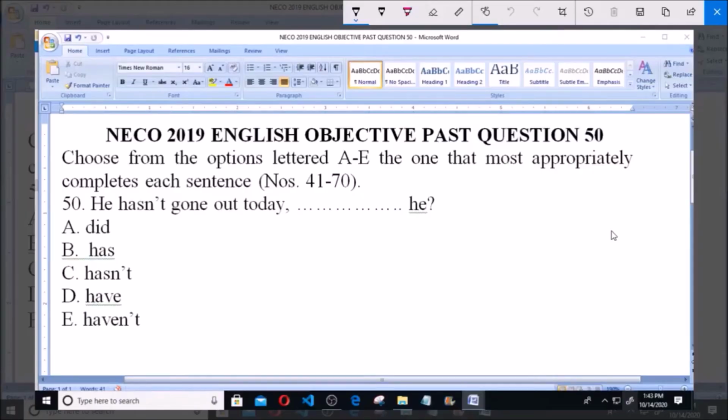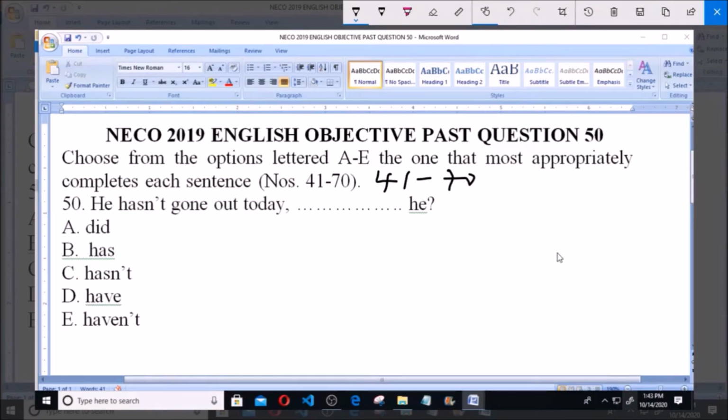Welcome. This is NECO year 2019 English objective past question number 50, and the instruction here says choose from the options lettered A to E the one that most appropriately completes each sentence, and this instruction is applicable in answering questions 41 to 70. And the sentence here says: he hasn't gone out today dash E.